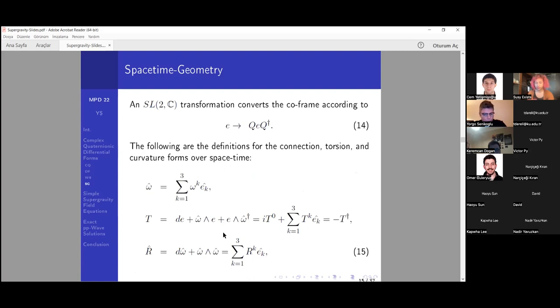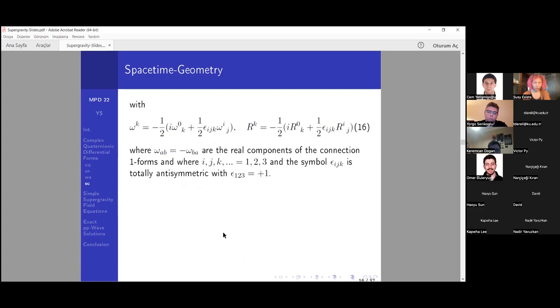Okay, an SL2C transformation converts the coframe according to this, to EQ dagger, and the following definitions of connection, torsion, and curvature forms over a space-time, which will come in handy when we derive the Einstein equations, are omega hat, T, the torsion, and R, the curvature form over the space-time. They can be expressed as this, as you see, with no indices around. Of course, our usual omega k and rk, the complex connections and curvature one forms, are expressed like this, with omega ab, which is equal to the anti-symmetric minus omega BA, the real components of the connection one forms.